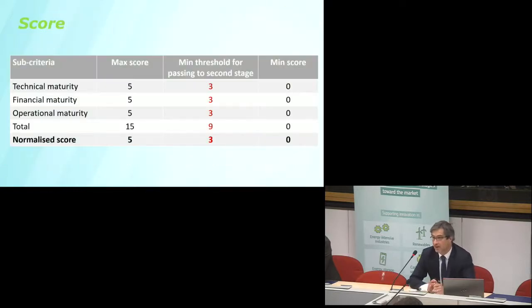The scoring, you have it already in the application, in the call text. So there are 3 sub-criteria with a total of 15 points after normalization down to 5. The minimum threshold that you need to pass is 3 points per each sub-criterion, or 3 points after normalization.